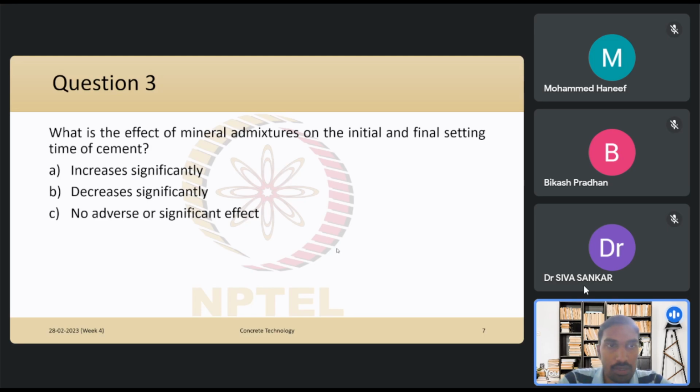Okay, we have two votes, one for option A, increases significantly, one for option C, no effect. Okay, any other answers?